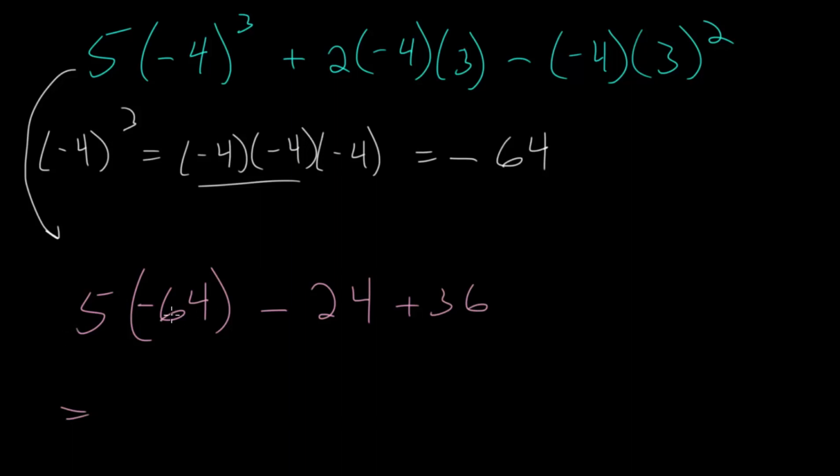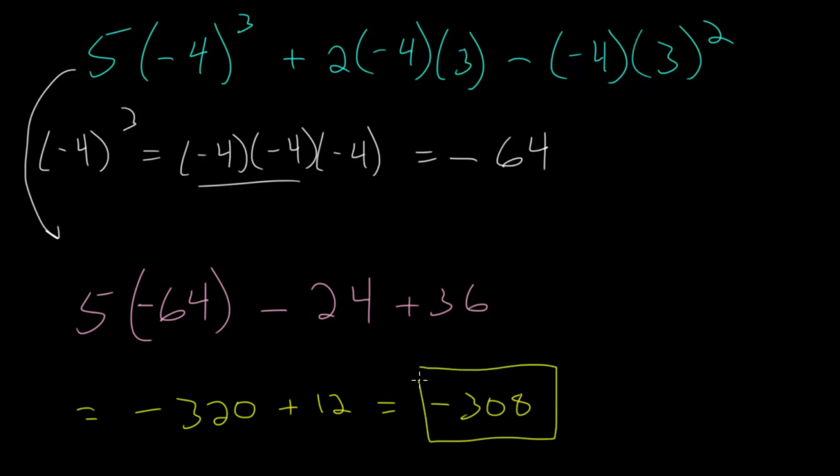Now 5 times -64 will give us a negative number. Let me change colors here. And 5 times 60 is 300. 5 times 4 is 20, so this becomes minus 320. And minus 24 plus 36, that's just plus 12. Now simplifying everything, we have minus 320 plus 12 would bring us to minus 308. So this should be our final answer.